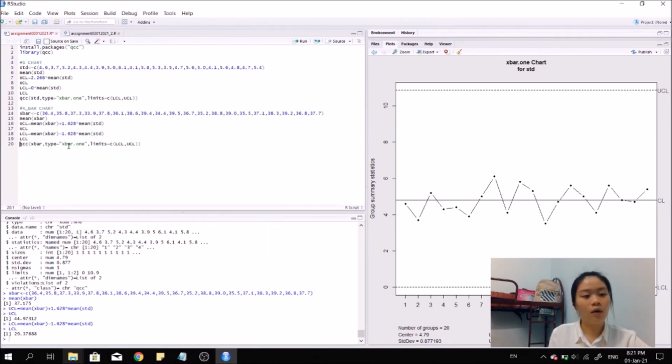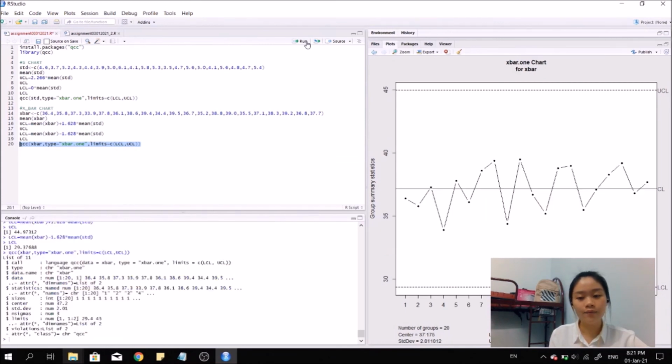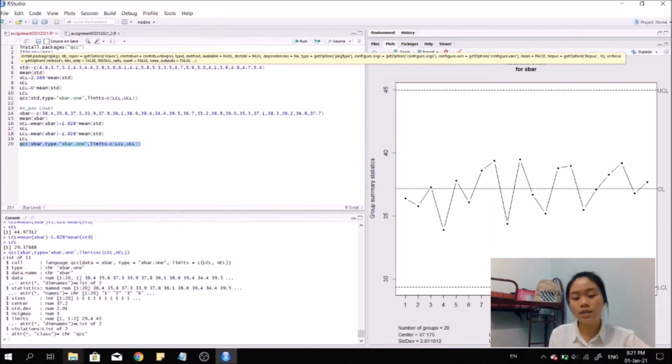Okay, now we know all the data we need, which is the double bar X, the upper control limit, the lower control limit, and the data. So now we can run our X bar chart. So this is how to call the X bar chart. So we run. Okay, so this is the final X bar chart that we found from the R programming that is in control because it is between the upper control limit and the lower control limit.